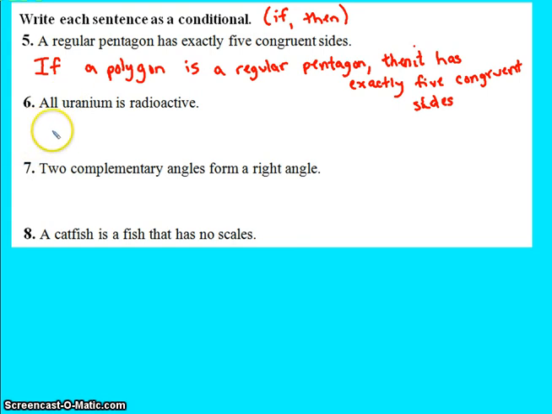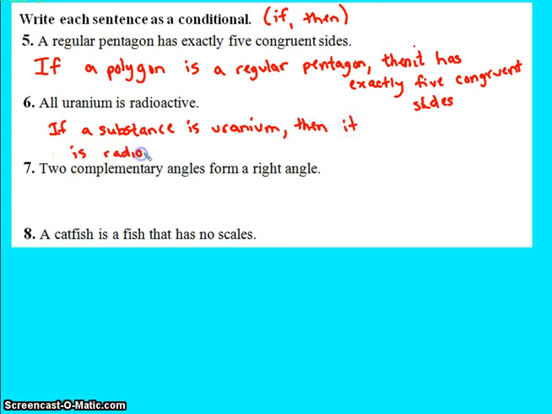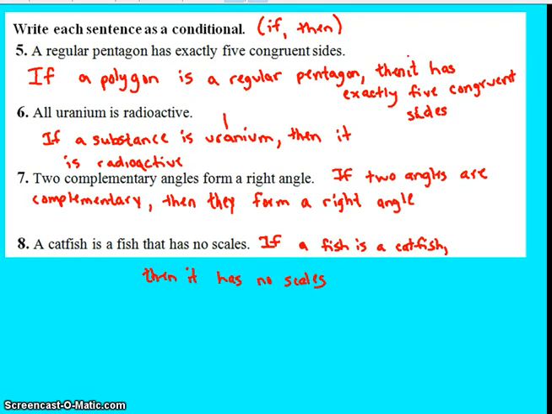Number 6. The conditional statement is, if a substance is uranium, then it is radioactive. Number 7, if two angles are complementary, then they form a right angle. And number 8, if a fish is a catfish, then it has no scales. And we have a problem. We like to use the word it a whole lot. And so we need to be careful. Instead of saying if it is a catfish, then it has no scales, try to put the category. If a fish is a catfish, then it has no scales.